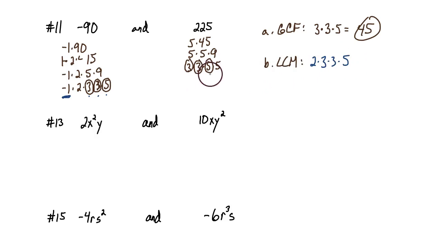Now go to the other prime factorization and see if there are any factors we haven't already written down. We've already written a 3, we've already written another 3, and we've already written a 5. But we don't yet have a second 5. So let's put that in our LCM. Now multiply these factors together to see what number this is. This makes 450.